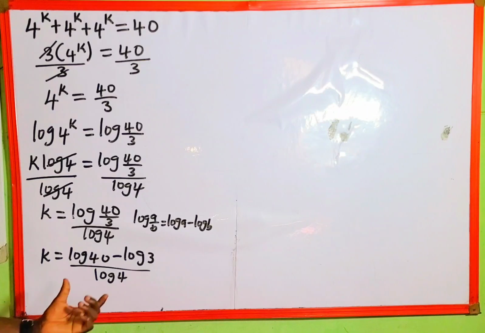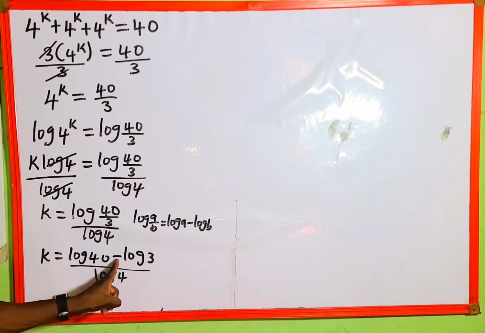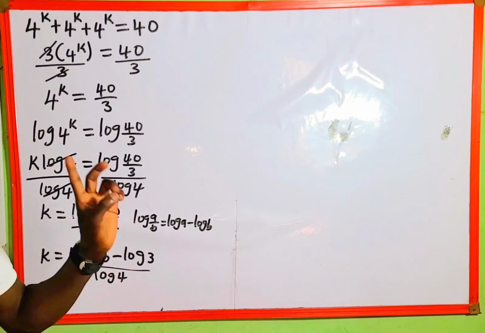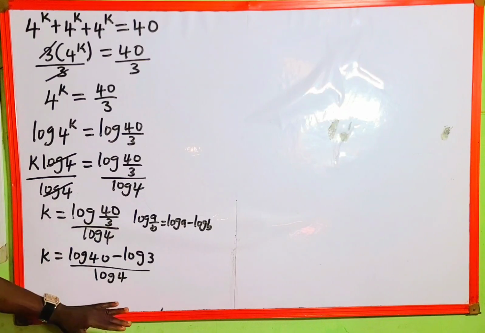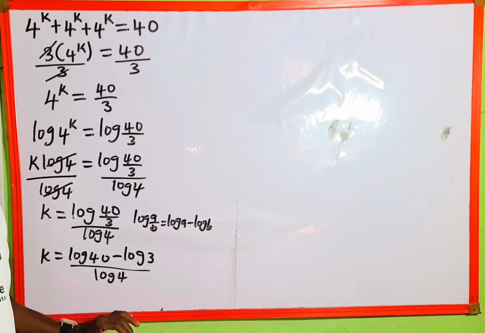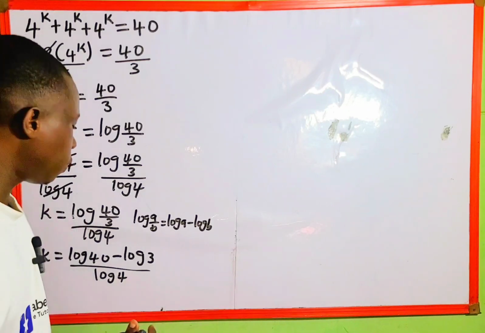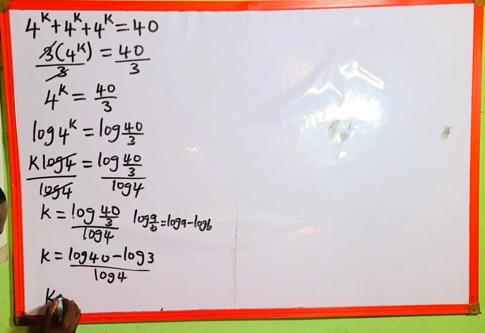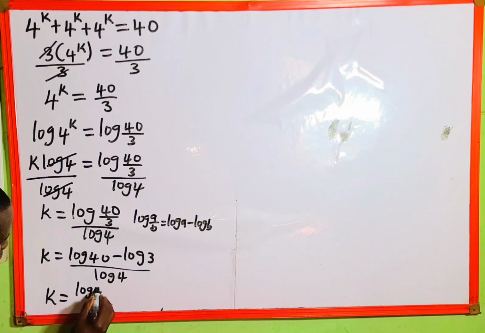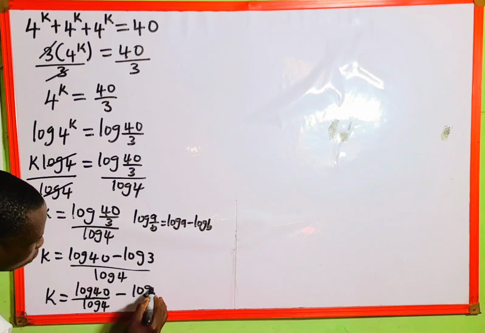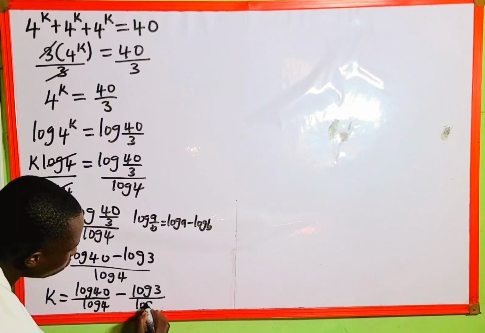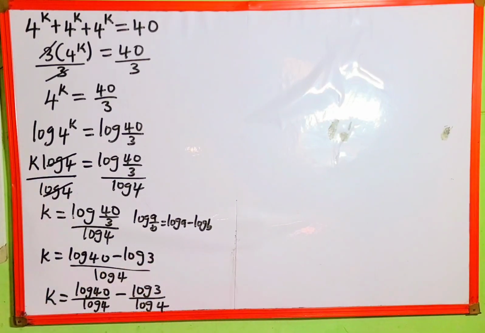And what do you notice? If you look at this numerator, the operation that separates these two terms is subtraction, and they have the same denominator. So therefore, each term in the numerator can share the same denominator. So when we do that, we're going to have k equal to log 40 over log 4 minus log 3 over log 4. Okay, so they share the same denominator.